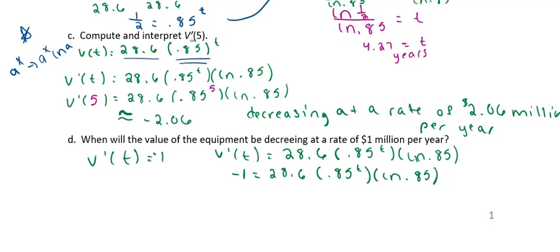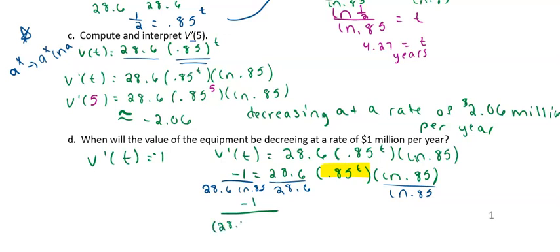So let's see if we can figure this out. We need to solve for t. T is right here. So that means that we need to divide the 28.6, and we need to divide the natural log of 0.85 by both sides. So that's going to leave us with negative 1 in the numerator, 28.6 times the natural log of 0.85, equaling 0.85 raised to the t.